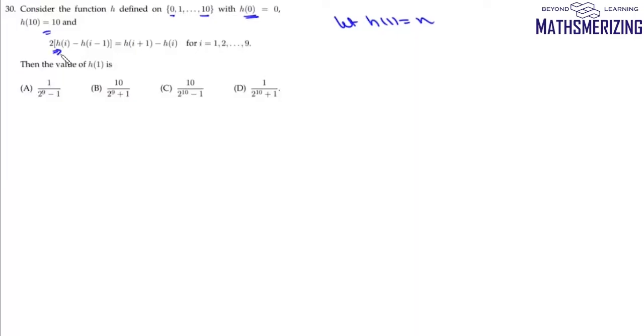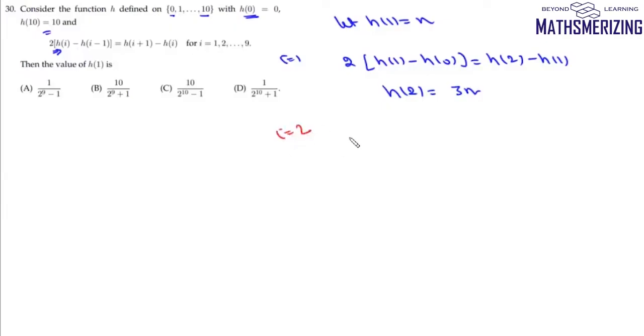Now in this functional equation, if we put i as 1, we'll get 2h(1) minus h(0), and it is equal to h(2) minus h(1). Now h(0) is 0 and h(1) is n. So we'll get h(2) as 3n. Now in the same way, we can find h(3).